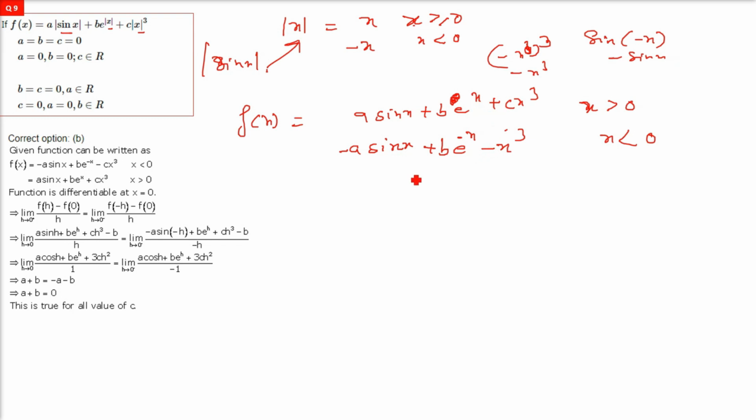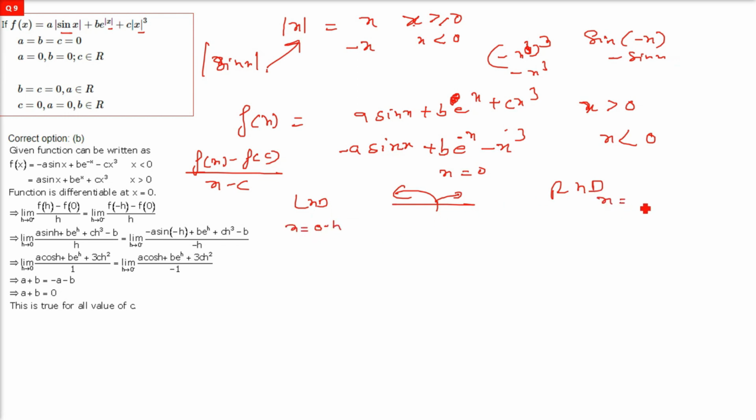Okay, so we will find out the differentiability. This function is asking about differentiability, so at x equals 0 we'll check the differentiability. We'll take the left hand derivative and the right hand derivative at x equals 0. So f(x) minus f(c) divided by x minus c, limit x tends to c, is what we use. For the left we'll use the function for x less than 0, this lower one, and for x greater than 0, this upper one. You will put x as 0 minus h in the left hand derivative, and x equals 0 plus h in the right hand derivative.